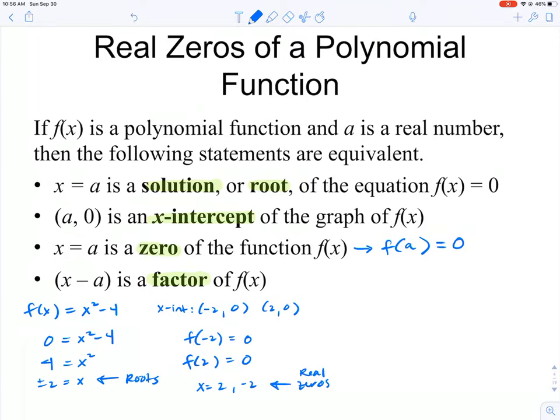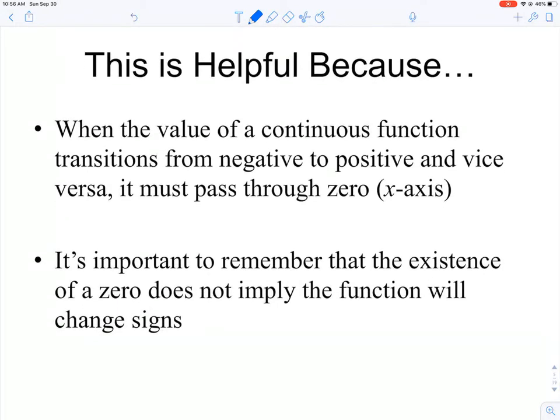We also know that because 2 and -2 are zeros, we can rewrite the function x squared minus 4 in its factored form, x minus 2 times x plus 2. Okay? So this is helpful because when the value of a continuous function transitions from negative to positive or vice versa, it must pass through a 0. So through the x-axis, right? If the function is going to change signs, the sign change is going to occur at the x-axis.